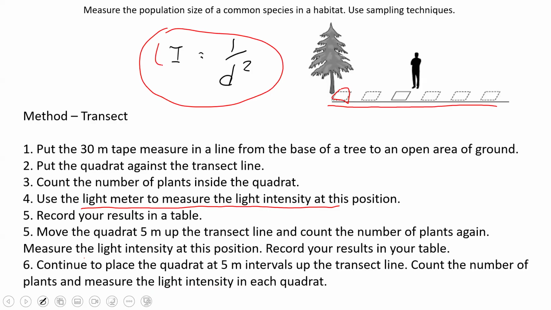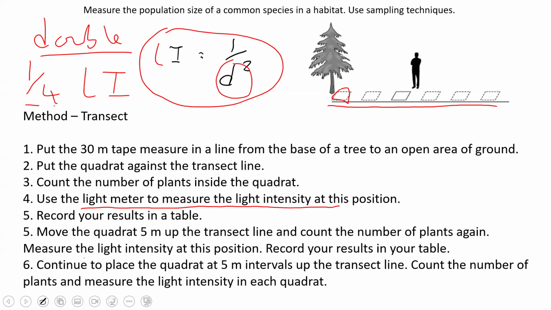Light intensity is 1 over the distance squared. Now, we talked about this in biology paper 1. Okay, so light intensity is 1 over distance squared. And again, remember that if you double the distance, you quarter the light intensity. That is a very, very important fact if they start talking about light intensity. So to say it again, if you double the distance, the light intensity quarters.